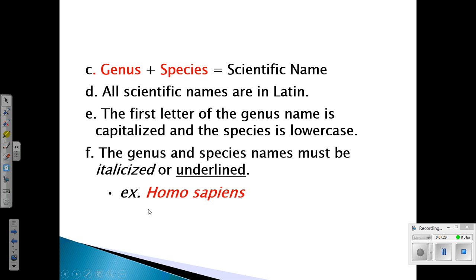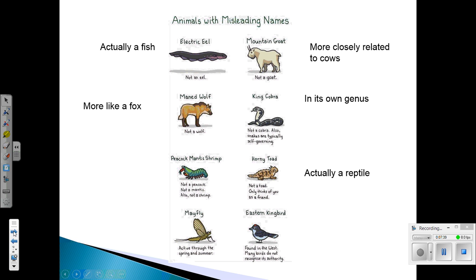We are of the Homo genus, and the sapien means thinkers or intelligent. So that is describing our species. There is a lot of misnaming when you just look at regular common names. So it is very important to have a scientific name that is based on DNA evidence and other relationship evidence instead of just what it looks like. So here's just a couple examples of animals that are named the wrong thing.